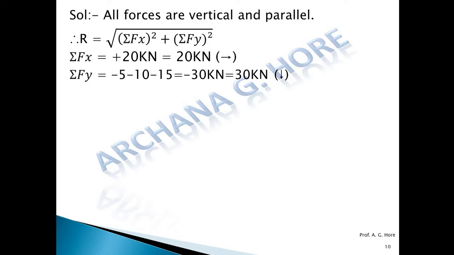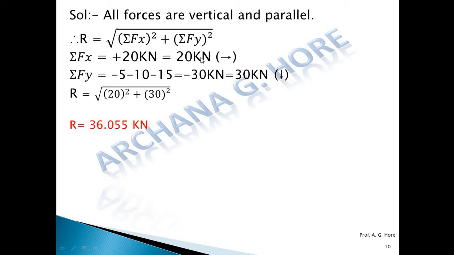So minus 5 minus 10 minus 15 equal to minus 30 kilonewton. Then put this in the above formula, you will get the resultant. Now resultant direction. We can find out the direction of resultant by summation Fx, summation Fy. Now see that summation Fx is towards the right side or positive and summation Fy is negative, so towards downward side.